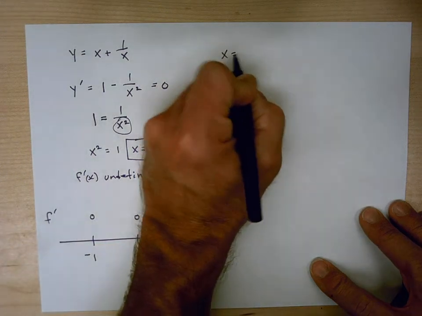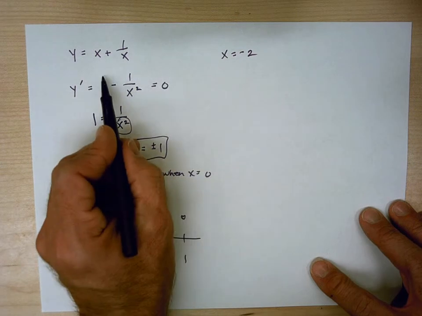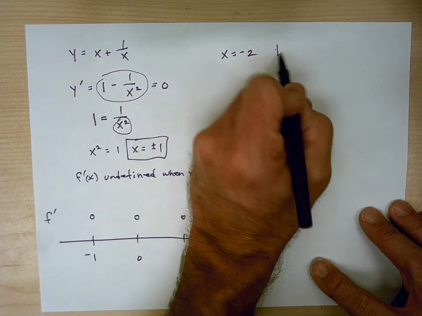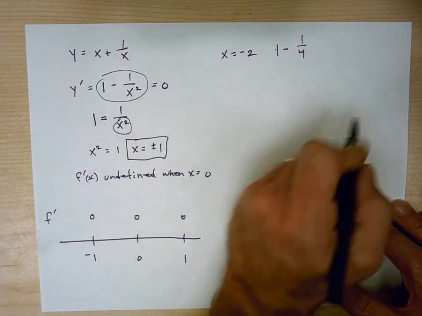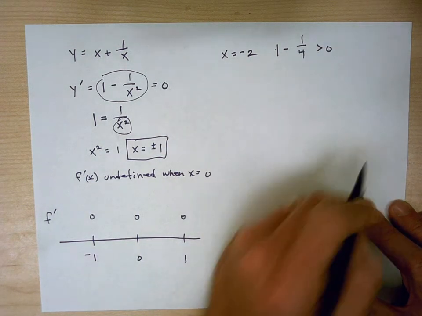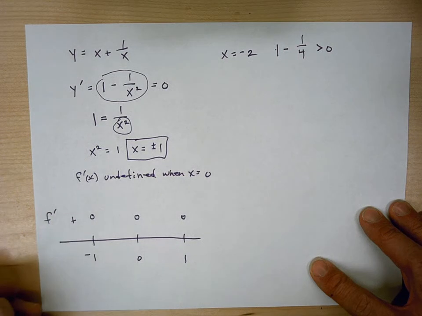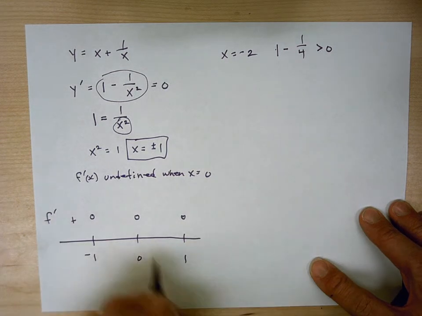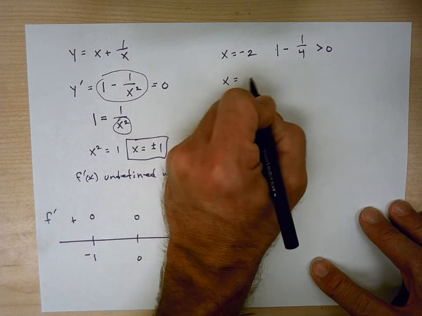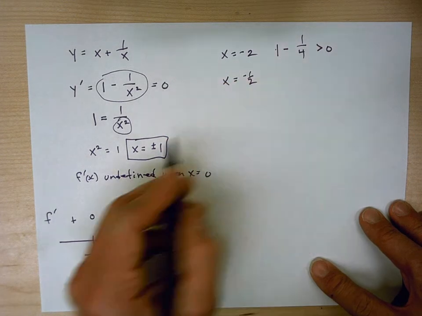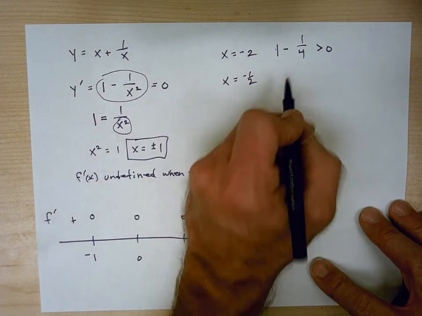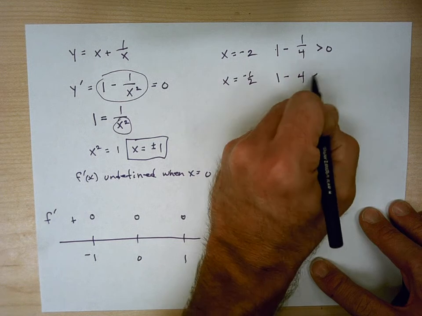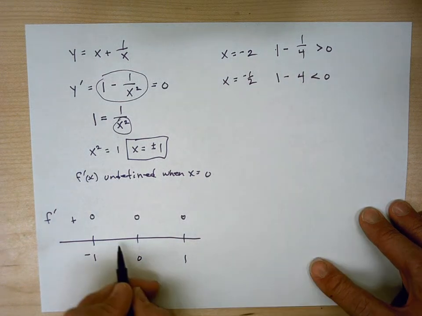So at x equals -2, if I put that into this expression, I get 1 minus 1/4, right? Because if I square 2, I get 4. That's positive. All right, so out here, the sign is positive. Now let's pick something in between -1 and 0. So let's pick like, I don't know, -1/2. And if I put in -1/2 here, I square to get positive 1/4. And 1 divided by 1/4 is 4. So that's 1 minus 4. Obviously, that's negative. So negative here.